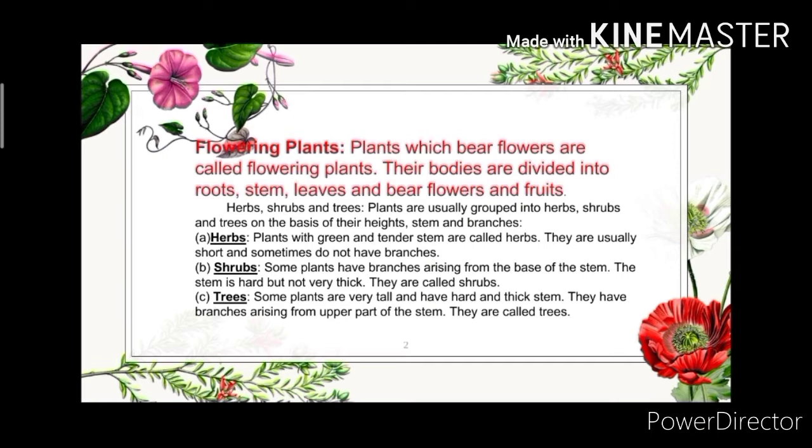Herbs are those plants which are green and generally soft, very tender. They can be broken easily. That is generally known as herbs, for example, coriander. Next is shrub. Some plants have branches arising from the base of the stem, which will be harder as compared to the herbs. This is known as the shrub, which will attain a general height.